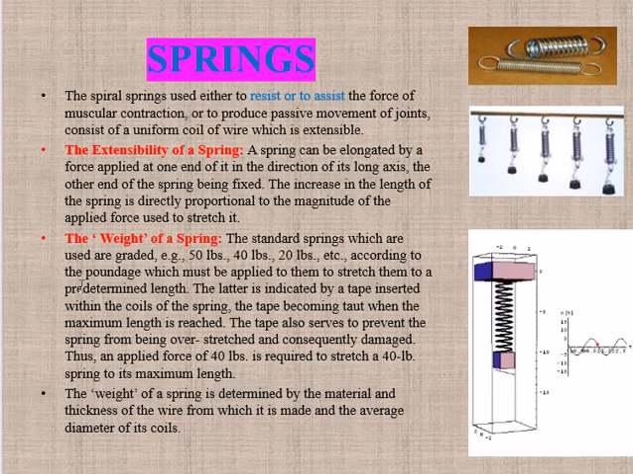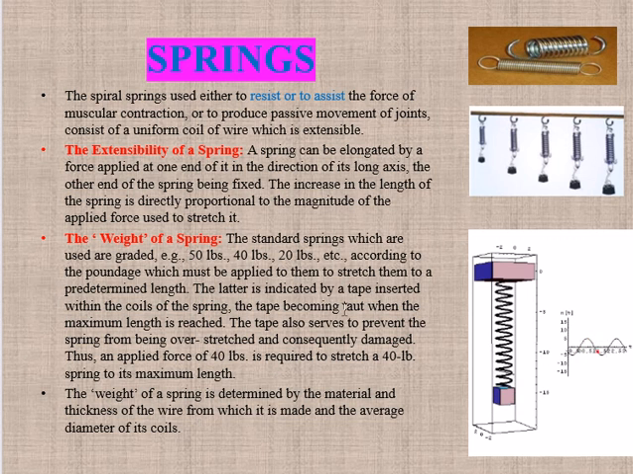The standard springs which are used are graded as, for example, 50 lbs, 40 lbs, 20 lbs, etc., according to the poundage which must be applied to them to stretch them to the predetermined length. Length is indicated by tape inserted within the coils of the spring. The tape becomes taut when the maximum length is reached. The tape also serves to prevent the spring from being overstretched and consequently damaged.